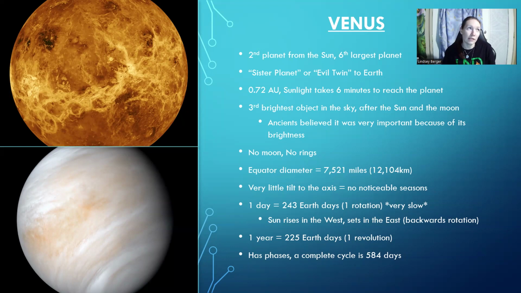Okay, Venus does not have a moon. No moons. Sad for Venus. Also does not have any rings. All right. You can look at the diameter there.